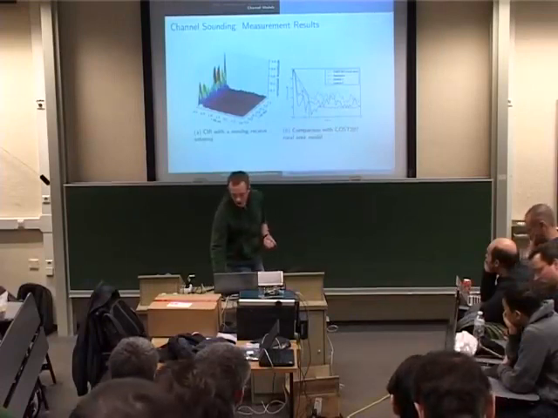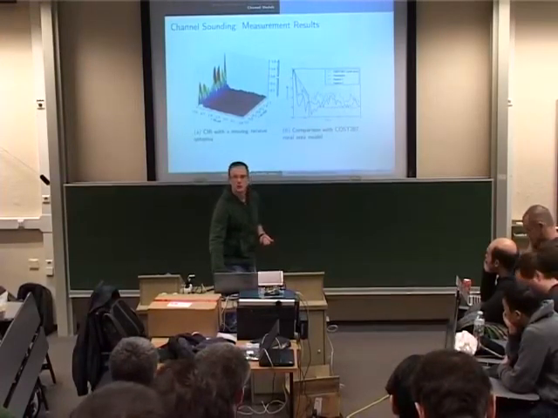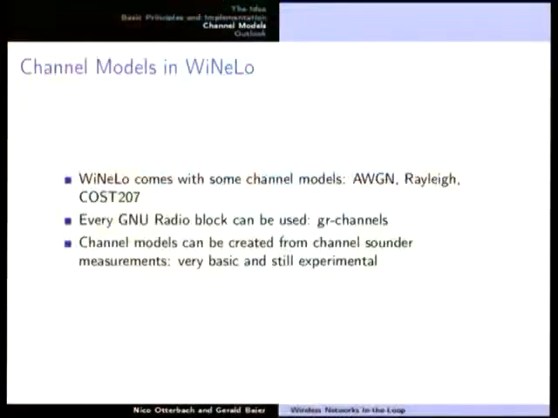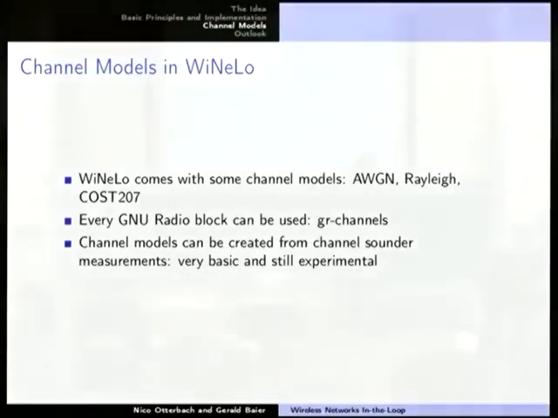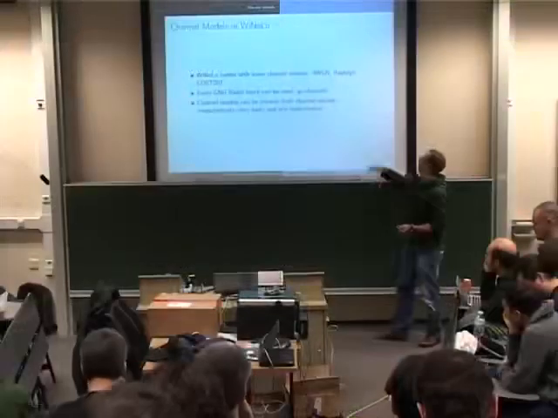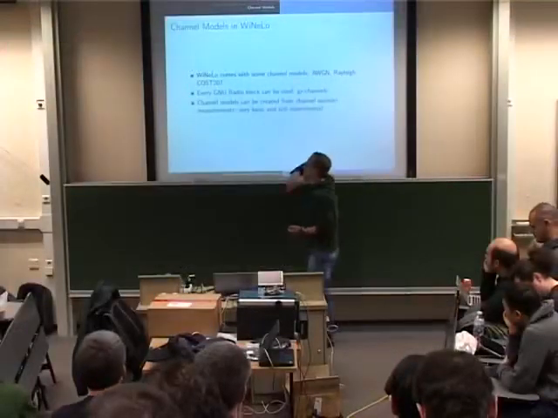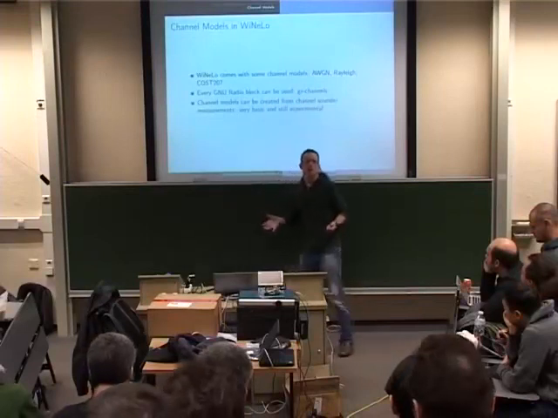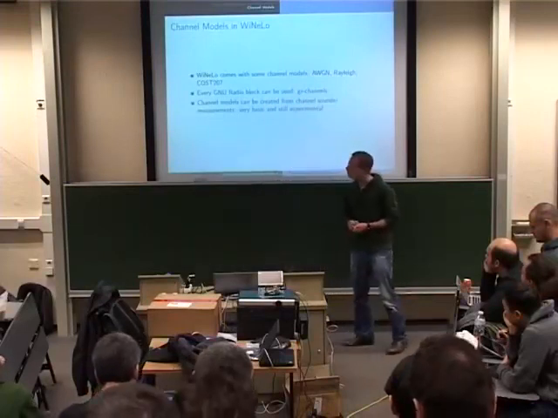And from these measurements, we can also make a channel model. I think I skipped the demo due to the time. But now the question is, what kind of models can we use in GNU Radio? You can make some very simple analytical models like the AWGN channel where you just add noise, or a Rayleigh fading channel, or we also implemented COST 207 channel models, which were used for designing GSM.